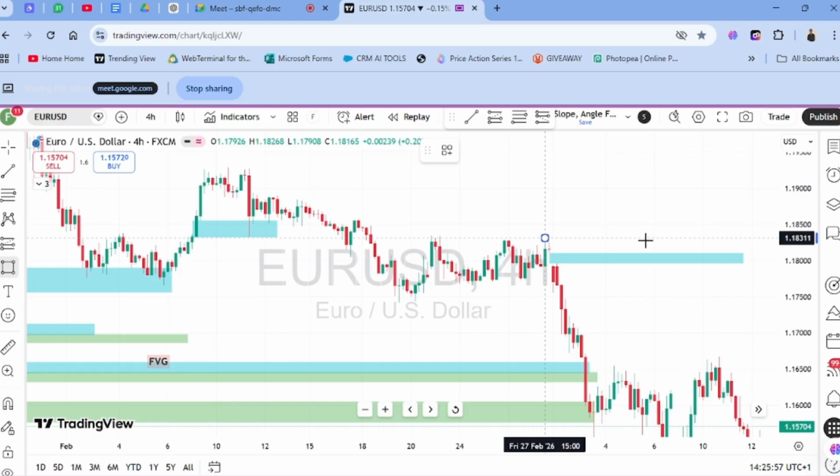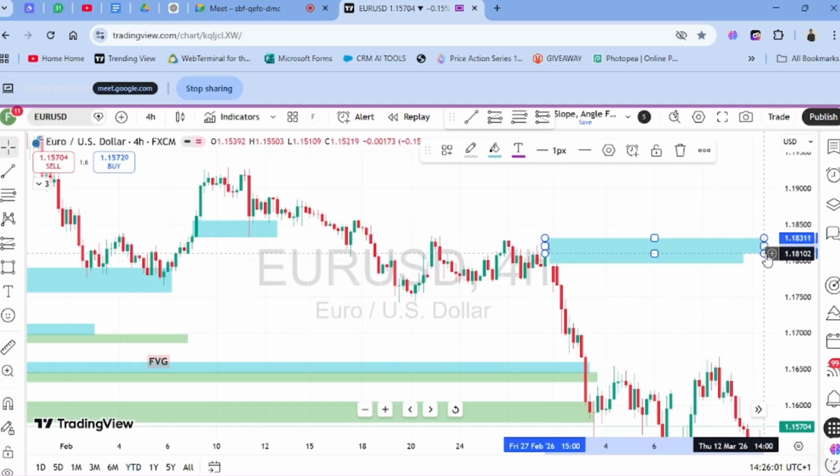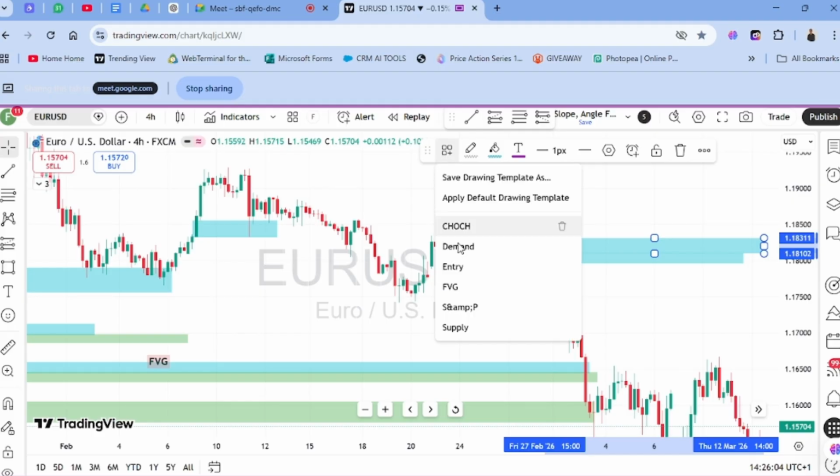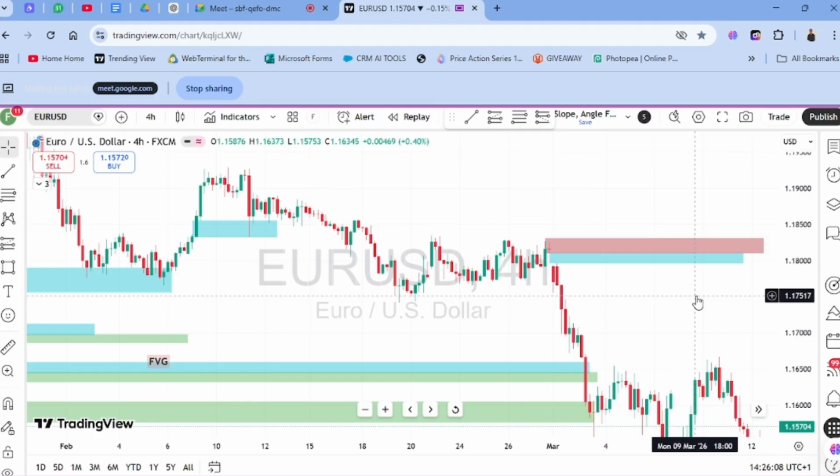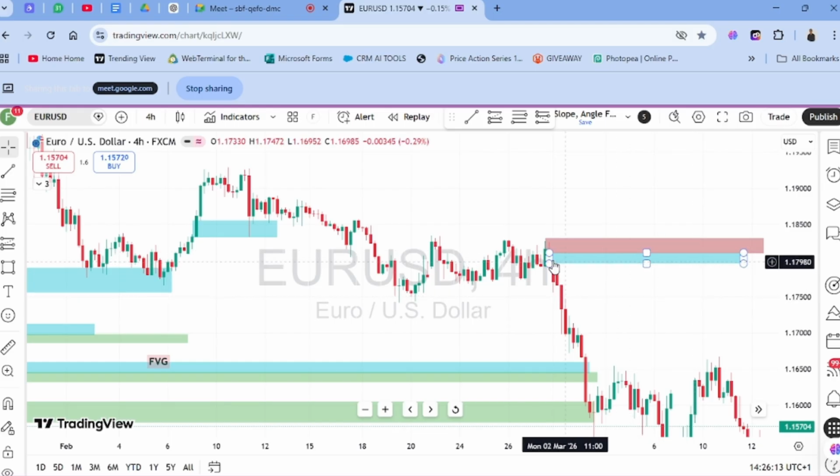The last candle before the FEG, the doji candle behind the green candle, right? This is it. This is my supply level because it's going down, selling. So it's a supply. Do you get it? It left an FEG.